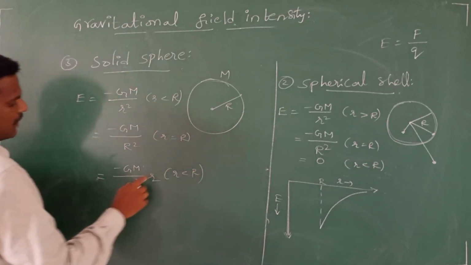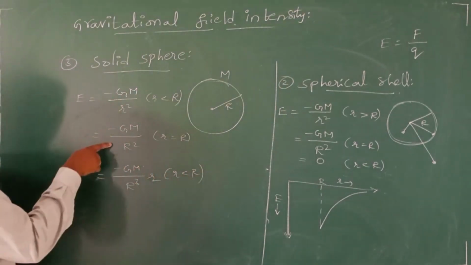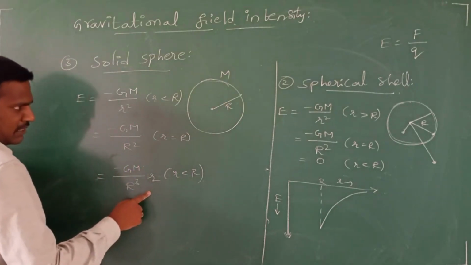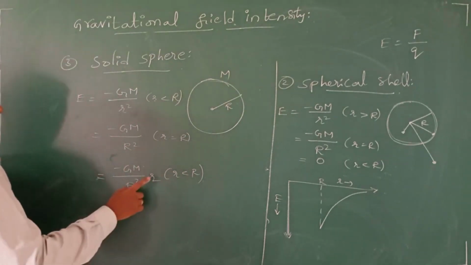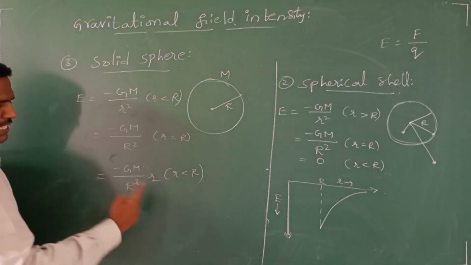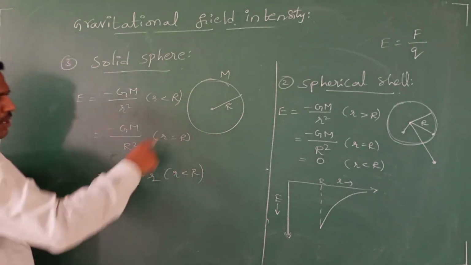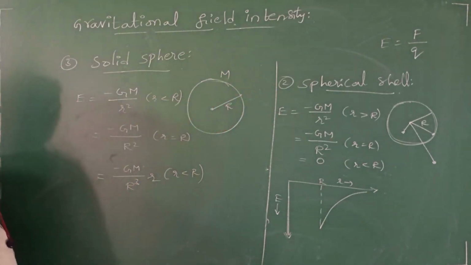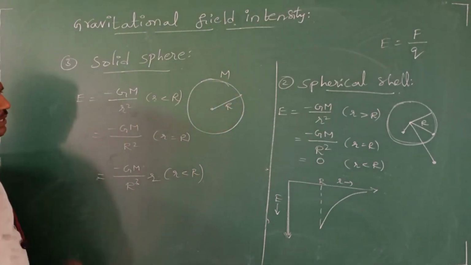Now you see this one. If you substitute r equal to capital R, again you will get the same formula. That means here r is nothing but the distance from the center to any point inside the sphere. So if that point reaches the top, then it becomes the field intensity on the surface of the sphere.